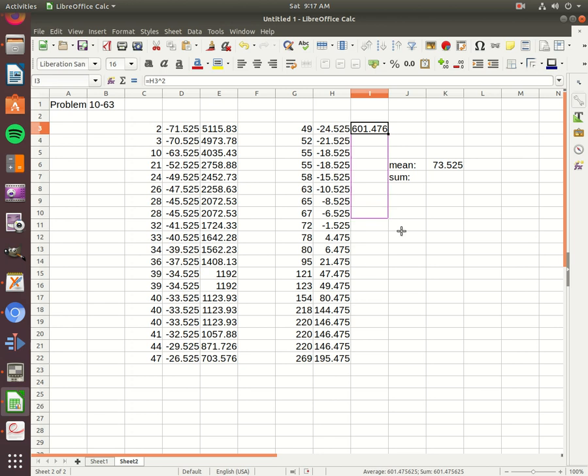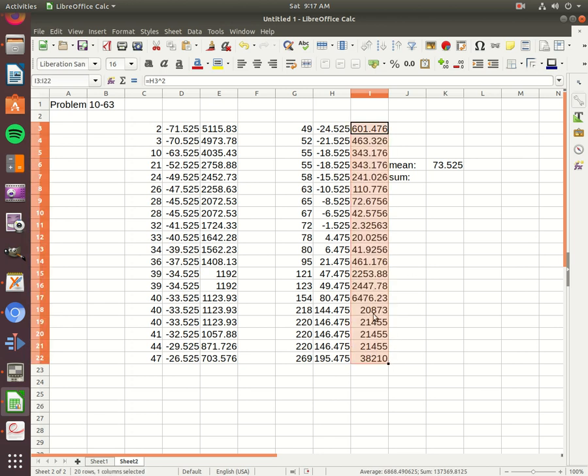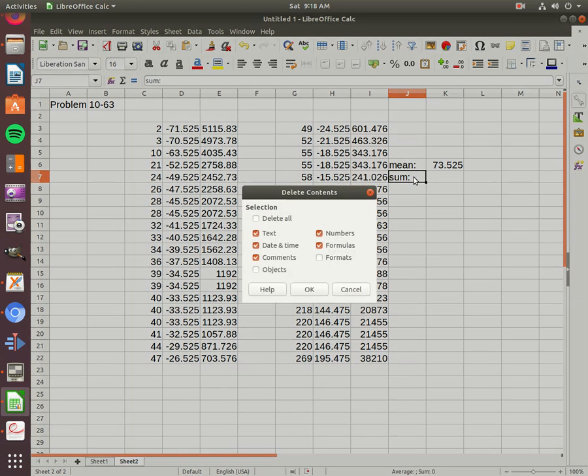And I will copy that down. All right, so that's step 2. I've calculated my misses and I've squared my misses. Now what I want to do is get the average of those misses.